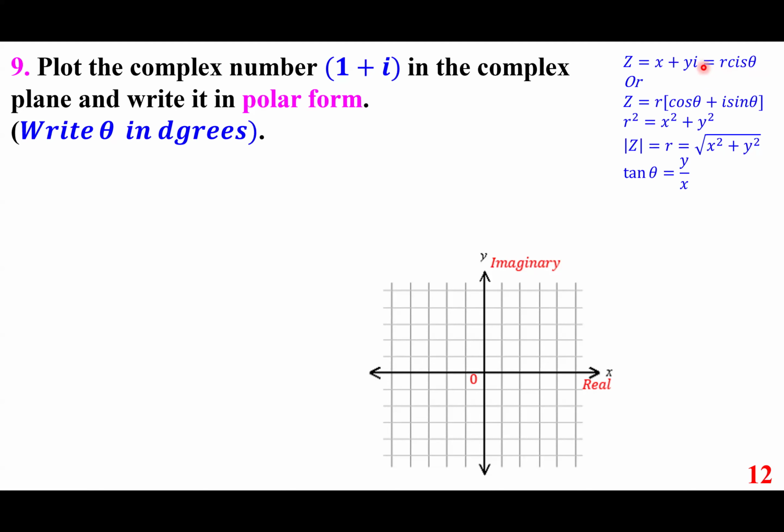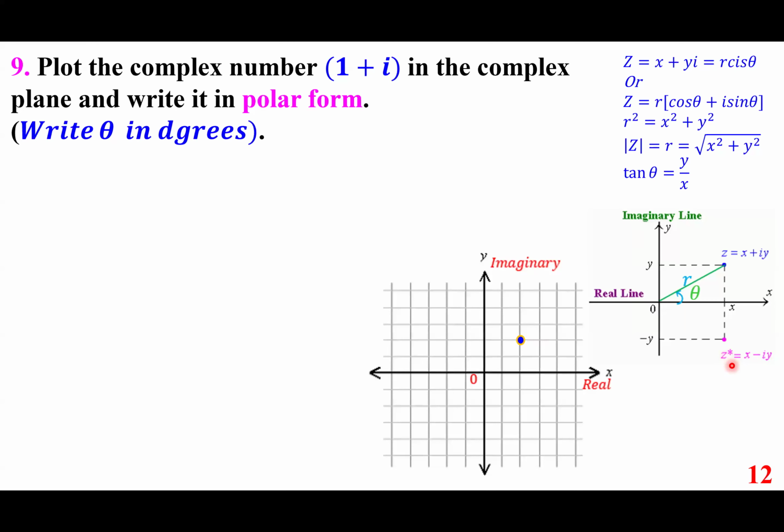This is the standard form or rectangular form. This is the polar form. So r cosine theta plus i sine theta. This is the shorthand notation. r squared is x squared plus y squared. This is the magnitude, or r, the same as before, square root of x squared plus y squared. Tan theta is y over x. You always adjust for the quadrant. And so this is the case here.